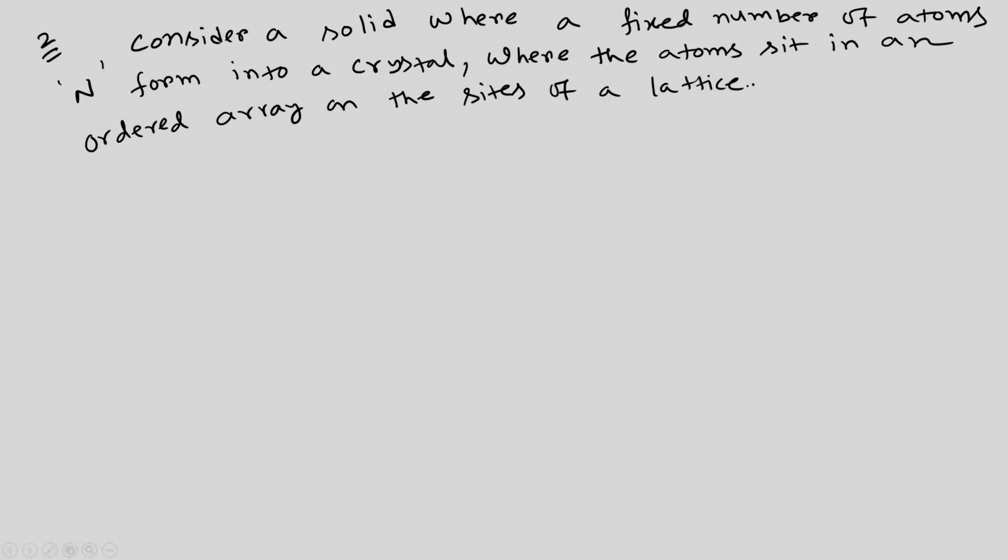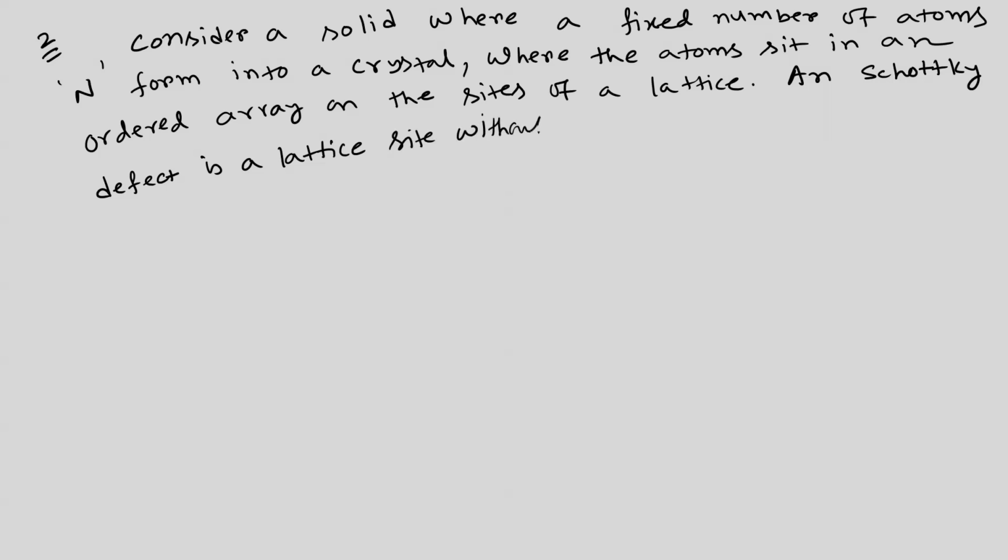Consider a solid where a fixed number of atoms N form into a crystal where the atoms sit in an ordered array on the sites of a lattice, and a Schottky defect is a lattice site without an atom.